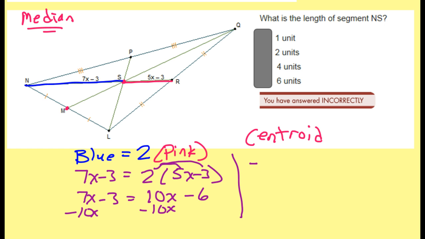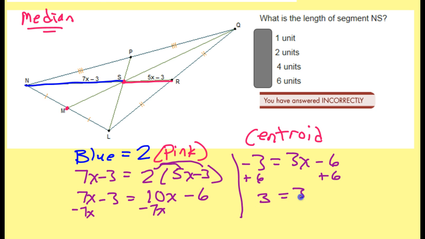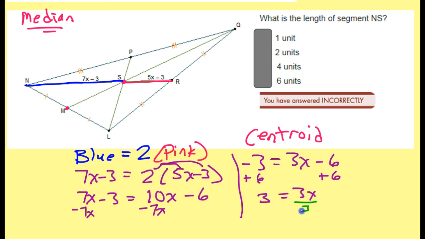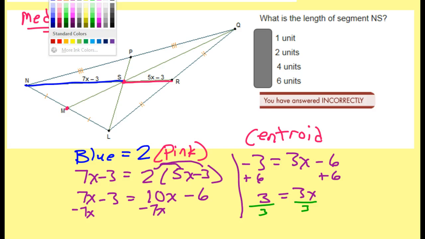You know what, that might bug you. Let's see if we can keep it positive for a little while longer. So instead of subtracting 10 and getting negative 3, I will subtract 7x from both sides. So now I have negative 3 is equal to positive 3x minus 6. Now I will add 6 to both sides. That'll give me positive 3 is equal to 3x. Then when I divide both sides by 3, I find out that x is equal to 1 unit.